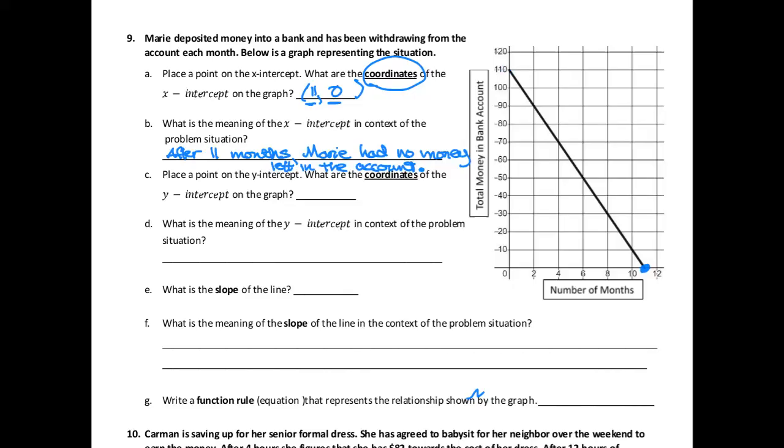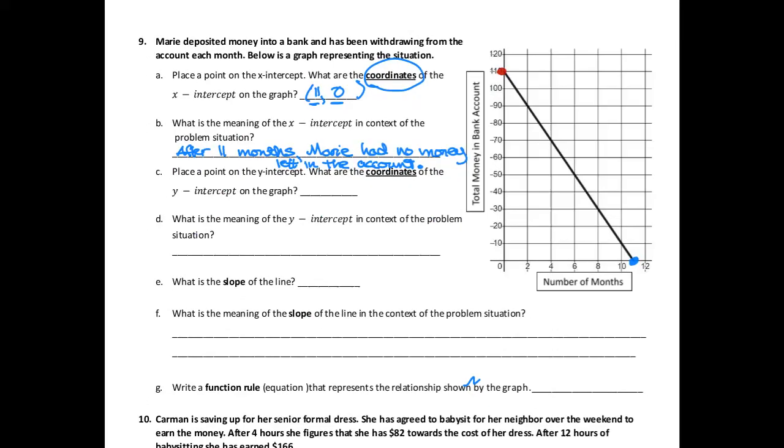Okay? Letter C, place a point on the y-intercept. I should do that in a different color. Red. Y-intercept is on the y-axis. What are the coordinates? So we should do 0. Excellent. See? People are right on that. 0 and 110. So what's the meaning of the y-intercept in context of the problem?